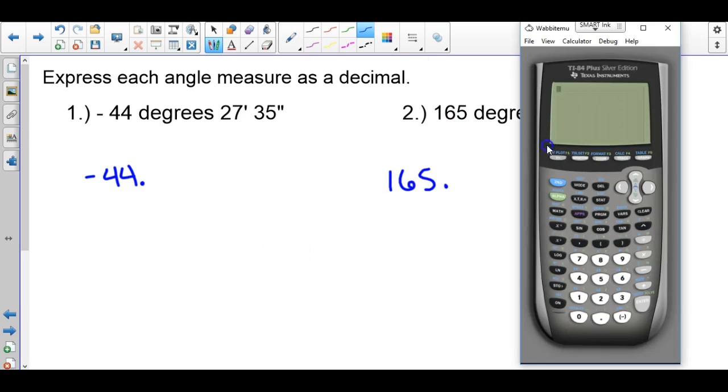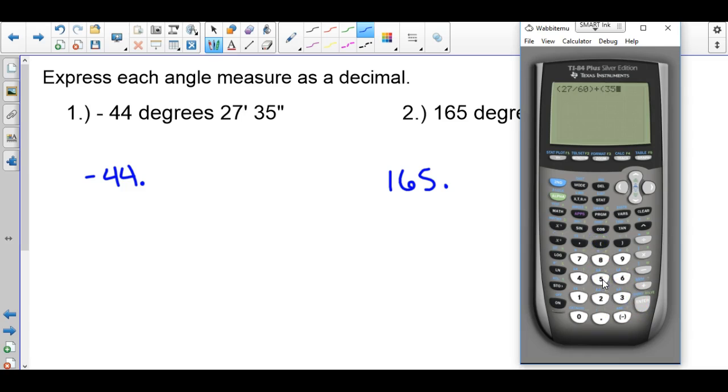So I want to figure out what 27 minutes and 35 seconds is. So what I'm going to do is say, okay, well 27 is a fraction of 60, and to that I'm going to add the 35 seconds. Now this is the part that's a little bit weird.